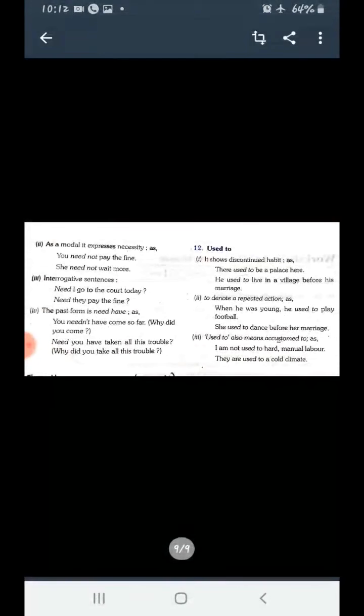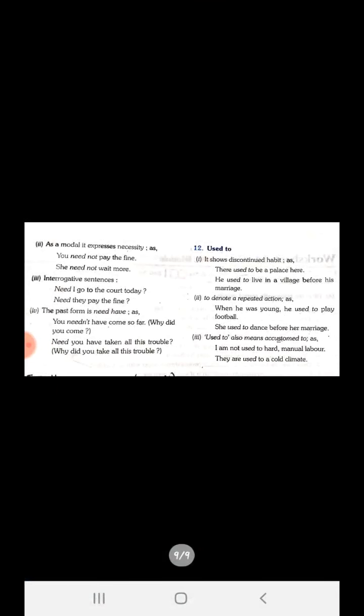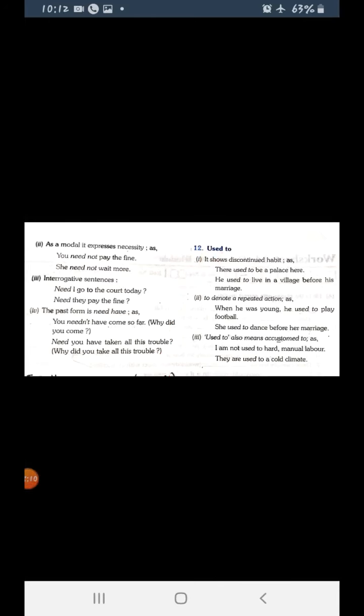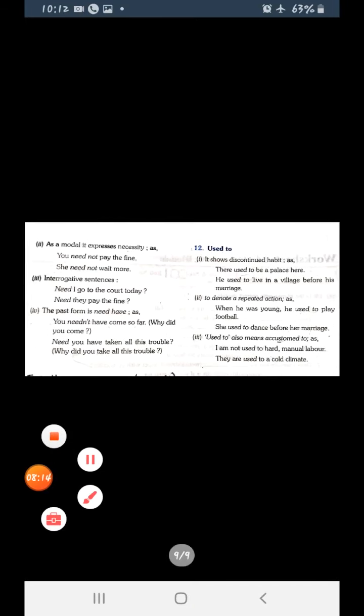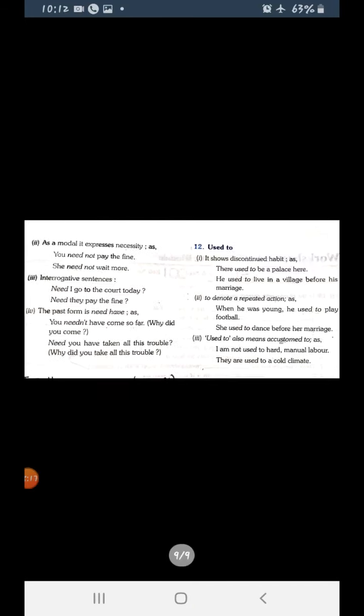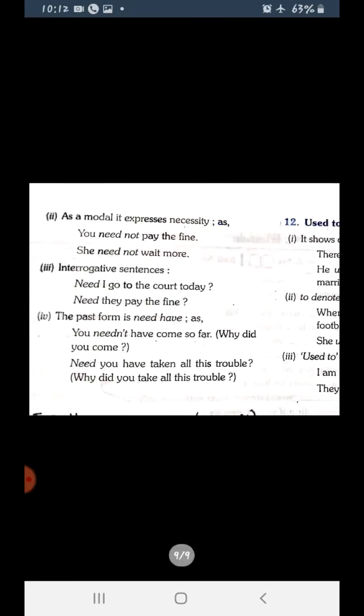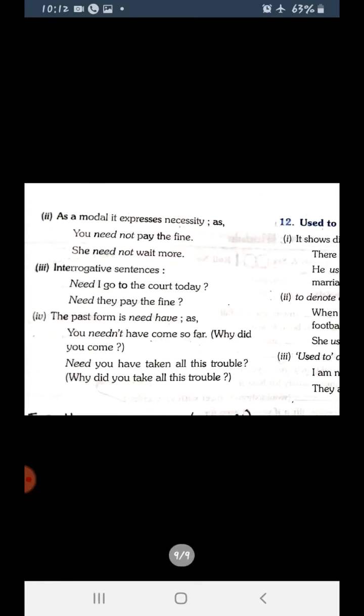Example, one minute, let me adjust, okay? Oh, sorry. Yes, I think I can adjust. Okay. Now see here.